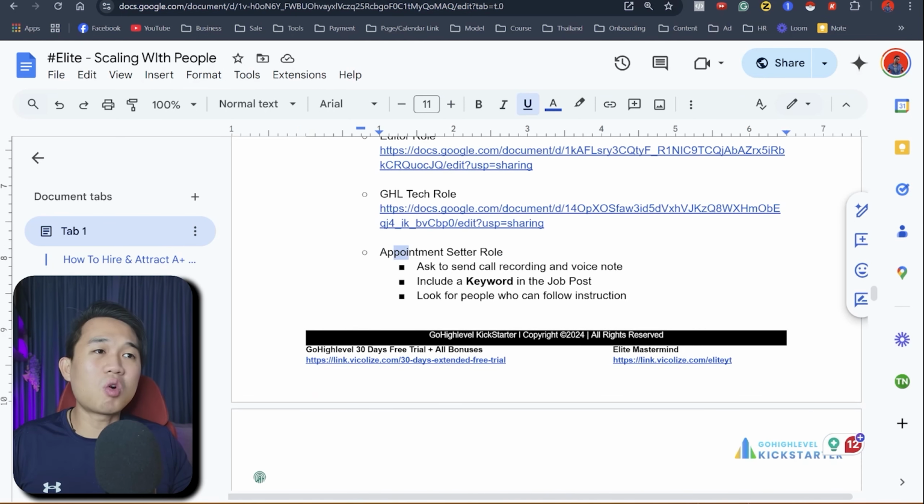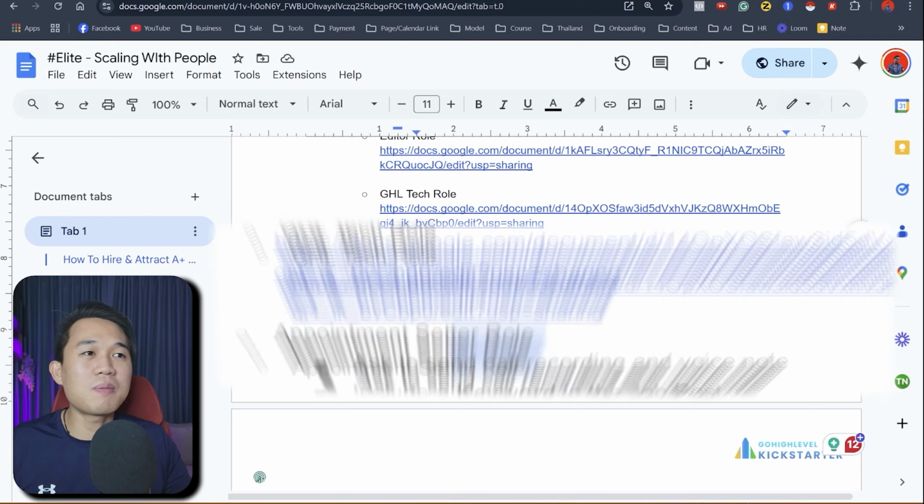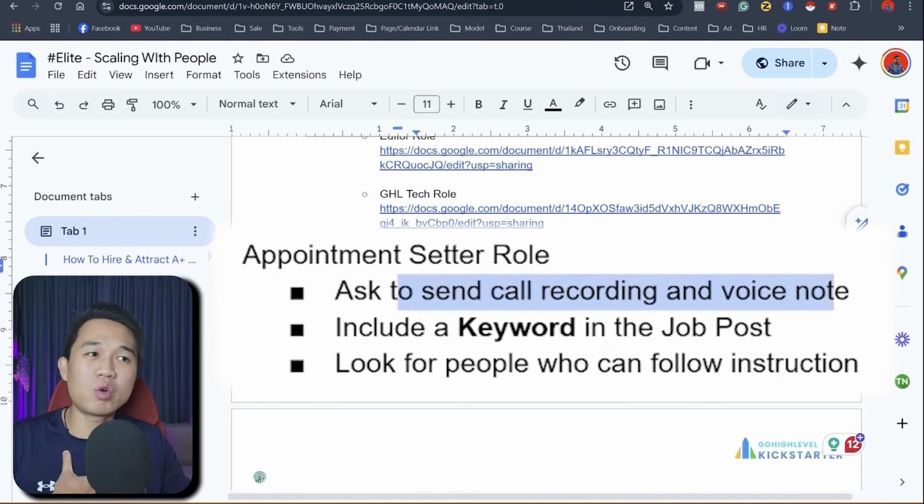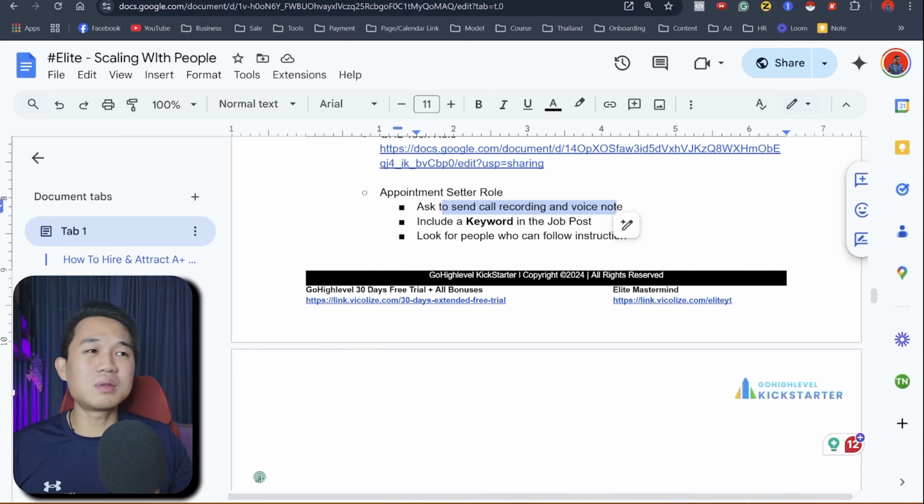For the appointment setter role, we don't do the whole assessment. We do things differently when it comes to sales. So I want to give you a couple of different examples here. We ask them to send a call recording and voice note. So we want to hear what they sound like. With the sales roles, appointment setter and closer, it's more important how they sound rather than doing an assessment like this. We also want to make sure this person, whether they sound nice or not, is able to follow simple instructions. So we normally include a keyword in the job post.